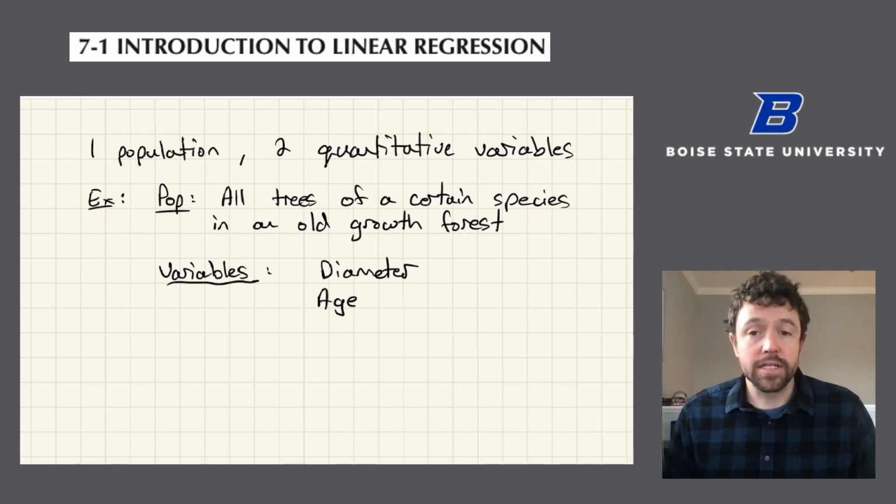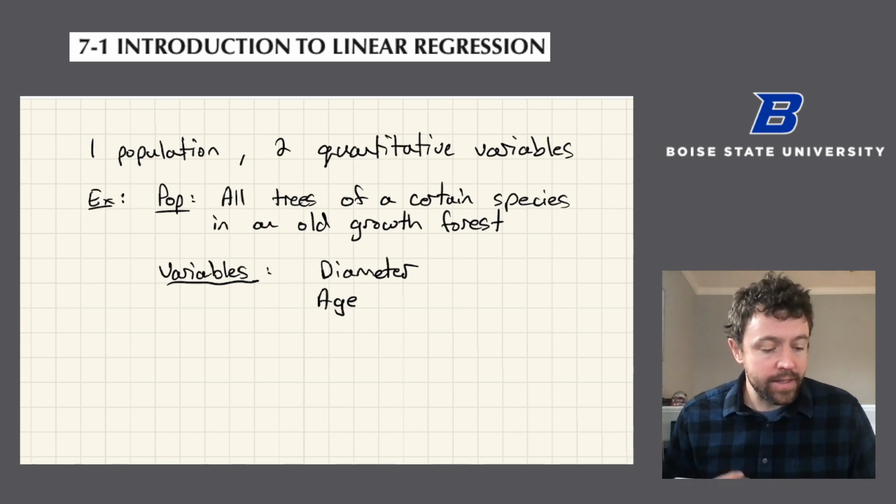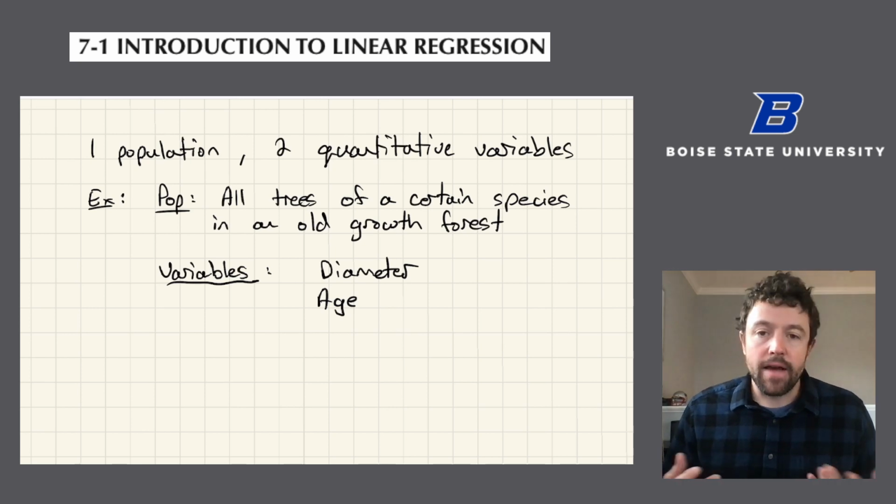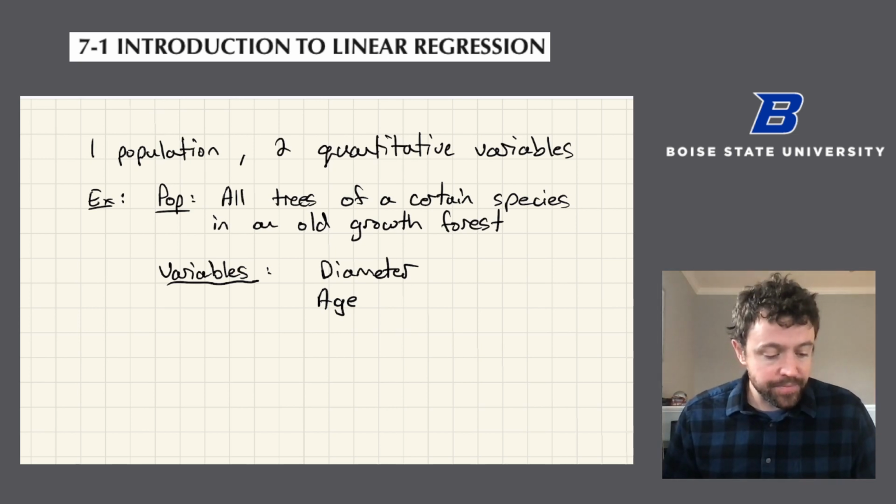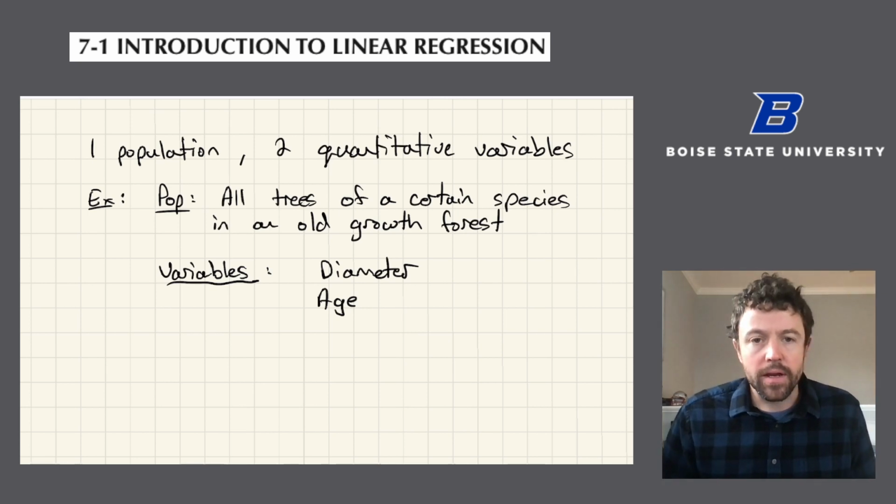So it might also be reasonable to predict a tree's age based on its diameter, so that you could go and measure the diameter of a tree and then have a guess for how old it was. And so that's what we're going to do in section 7.1. And so when we have this sort of situation, we have two variables and we're trying to predict one based on the other. The first thing we might want to do is we might want to graph these.